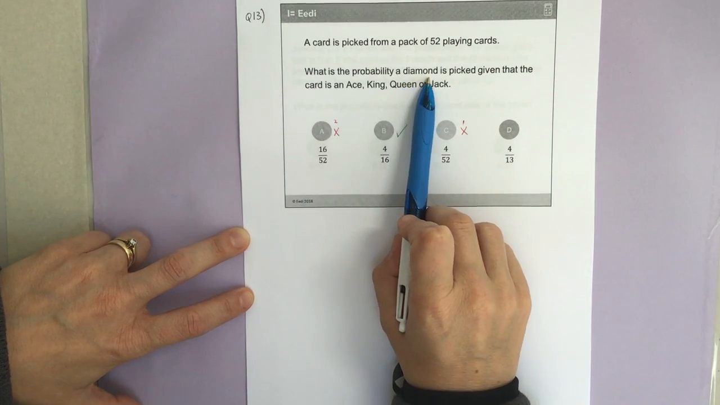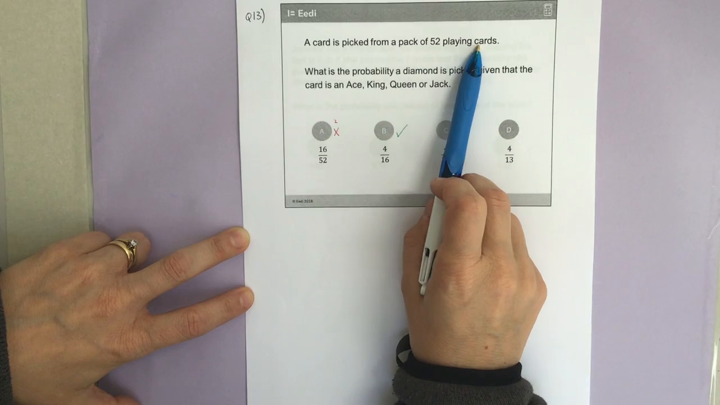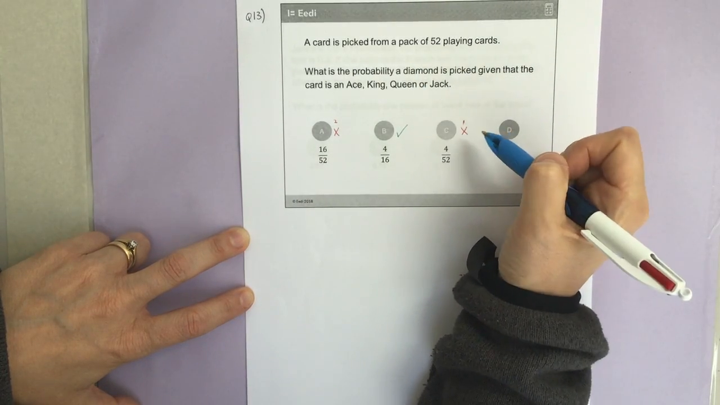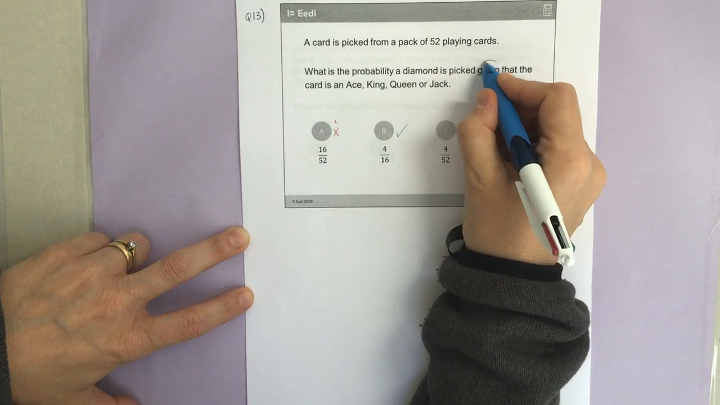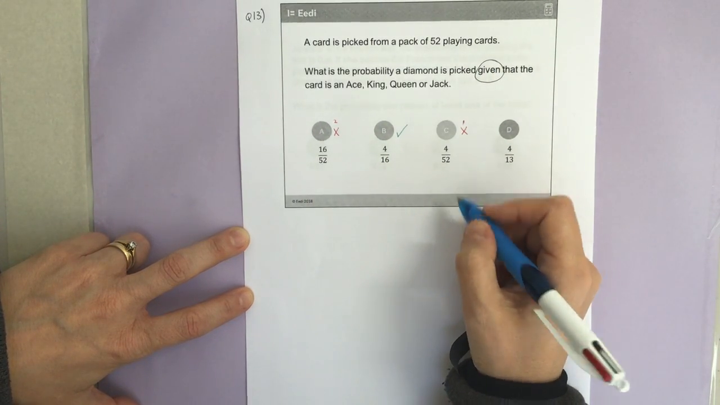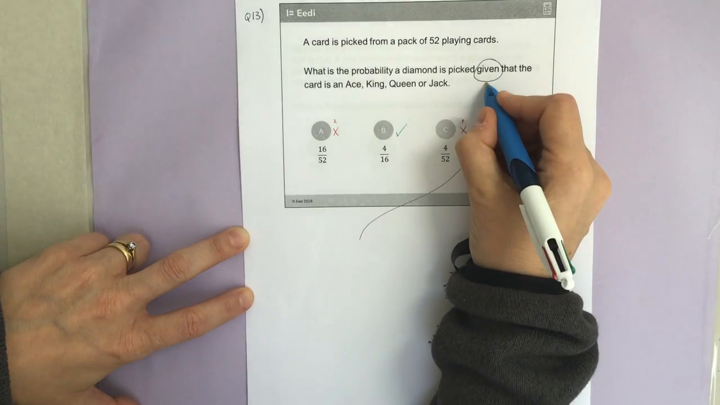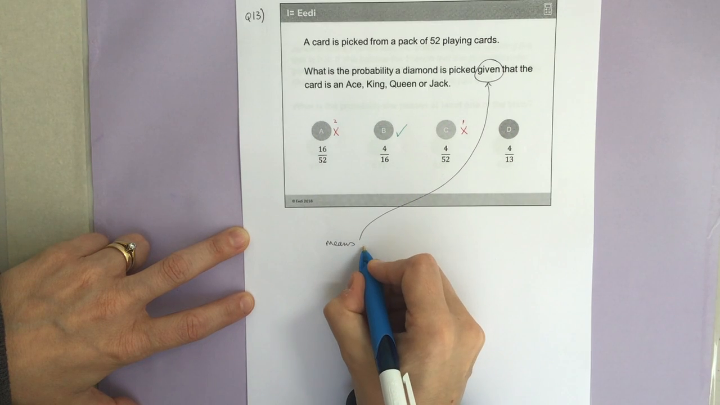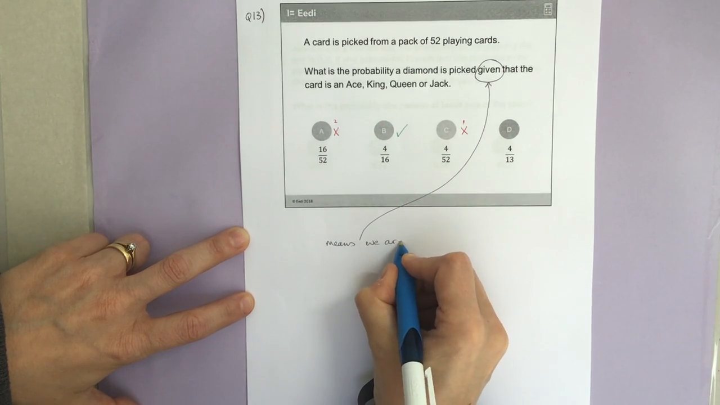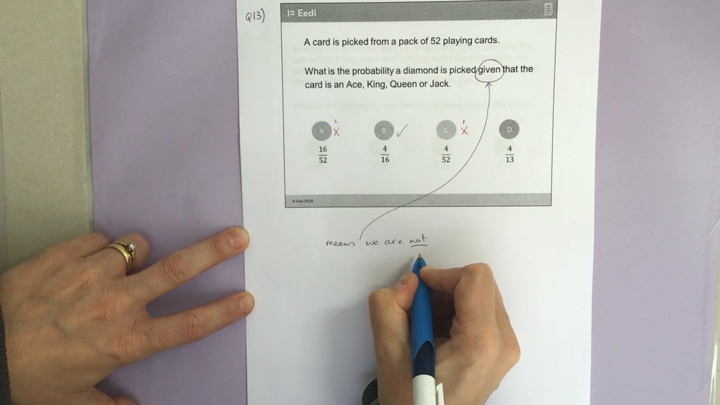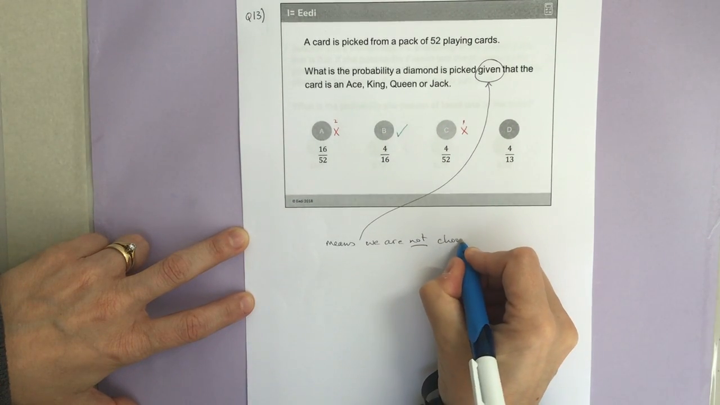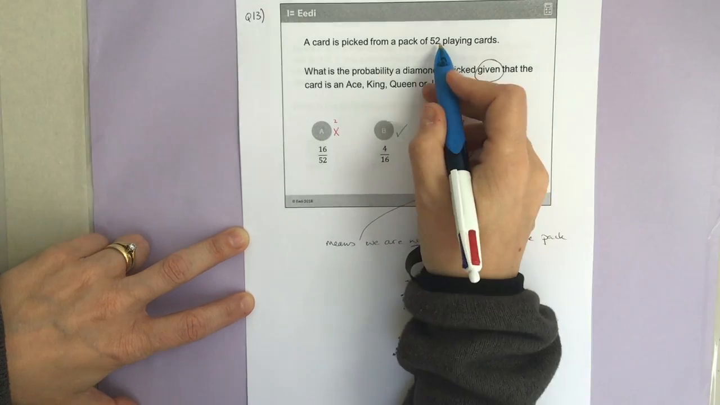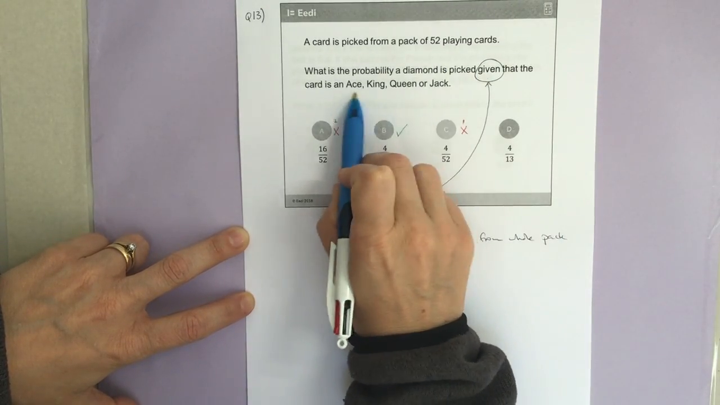What's the probability a diamond is picked from, so 52 cards in a pack, what's the probability of a diamond is picked given that the card is an ace, a king, a queen, or a jack? And this word in probability is really, really important, okay? So given, what does that mean? So that means that we're now not choosing from the whole pack. So we're not choosing from that 52 anymore.